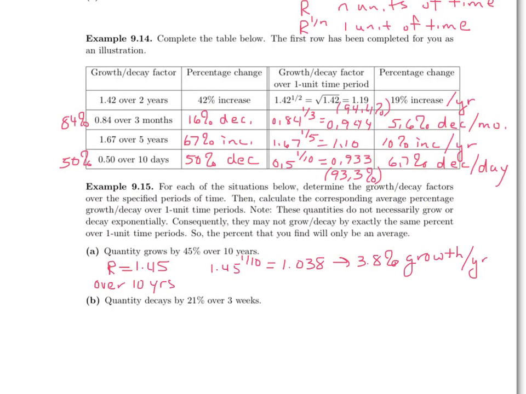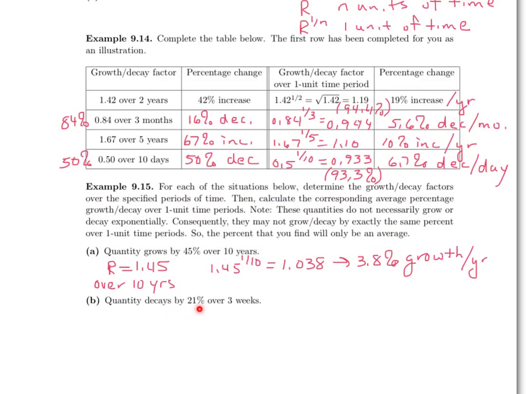Now this percentage growth would be an average annual percentage growth, because all we know is that this quantity grew by 45% over a 10-year period. This averages out to a 3.8 percentage growth annually. Now let's look at part B.